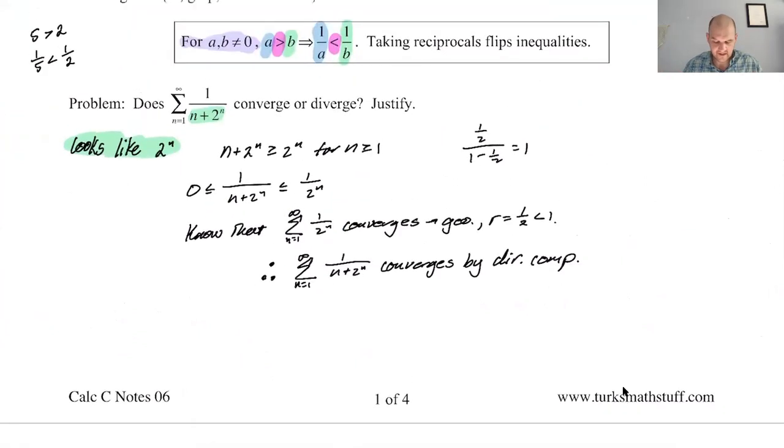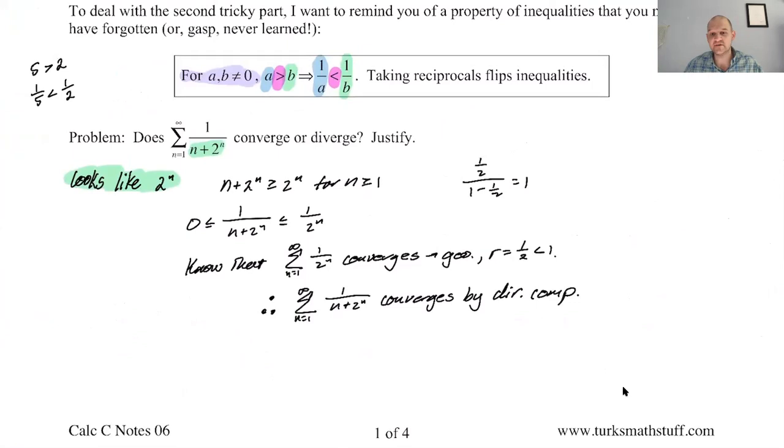So that's a kind of a textbook example of using the direct comparison test. It was easy-ish because n plus 2 to the n looks suspiciously like 2 to the n with just a little bit of extra tacked on. But honestly, most of them kind of look like that.